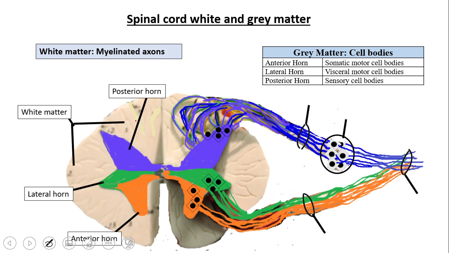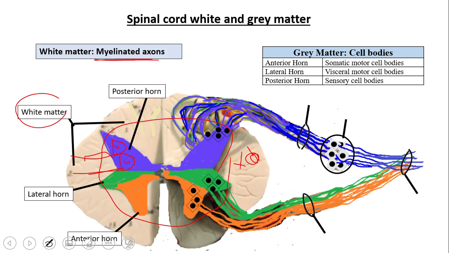This is a cross section of the spinal cord, and it has white matter superficially. The white matter is made from myelinated axons. So the cell bodies are found here in the center, and then the axons go superficially to make the white matter. And because the myelin sheath is white colored, this is white matter. Then in the center, deeply, we have the gray matter, and the gray matter has cell bodies.